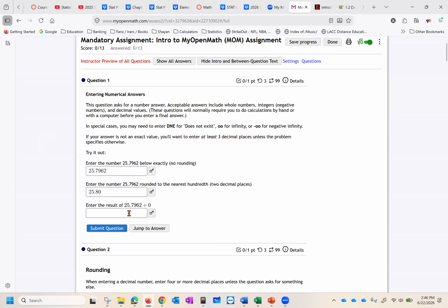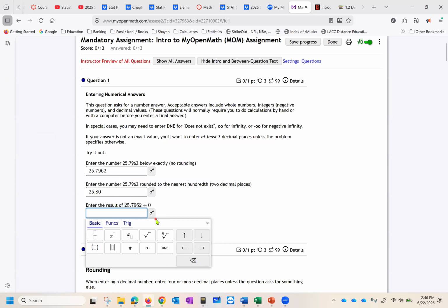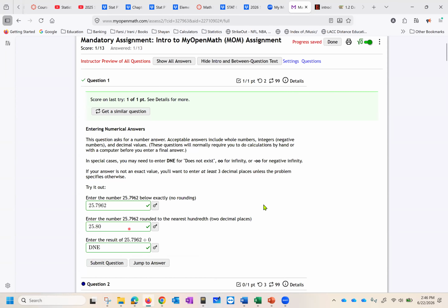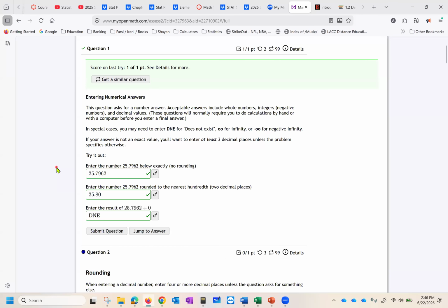Can I divide by 0? No. So it's undefined, but they don't have it. So you got to go with D. Okay, okay. Made a mistake. Just DNA, does not exist. Okay. Now notice over here it says submit question. The moment you submit question, everybody, you see the check mark. The grade for this question is registered for you. That's it.